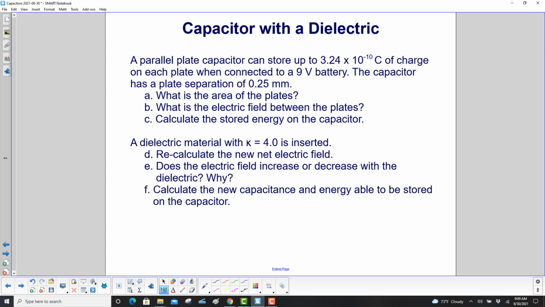We now insert a dielectric material with kappa equal 4.0. Recalculate the new net electric field. Does the electric field increase or decrease with the dielectric? Why? Calculate the new capacitance and energy able to be stored on the capacitor.